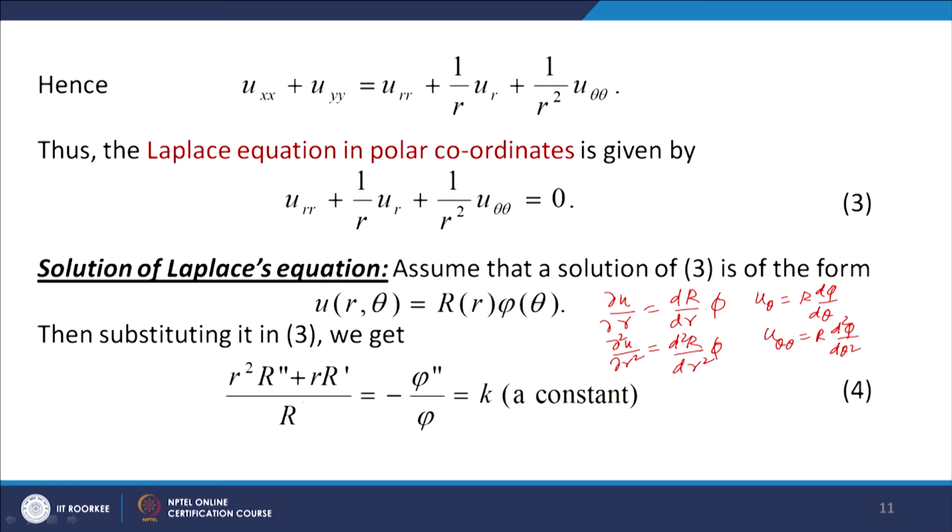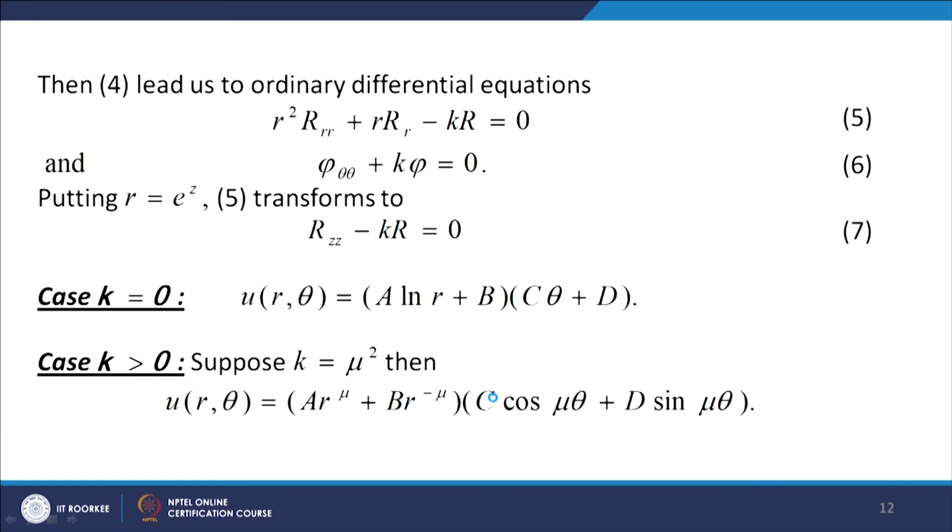Now, the left hand side is a function of r only, and the right hand side is a function of theta only. So, r and theta are independent variables, and this is possible only when each is equal to a constant. Let us take the constant as k. So, we have r square R double dash plus r R dash over R equal to minus Φ double dash over Φ equal to k. Now, it will lead us to two differential equations of second order. So, we will have r square R_rr plus r R_r minus k R equal to 0, and Φ_θθ plus k Φ equal to 0.